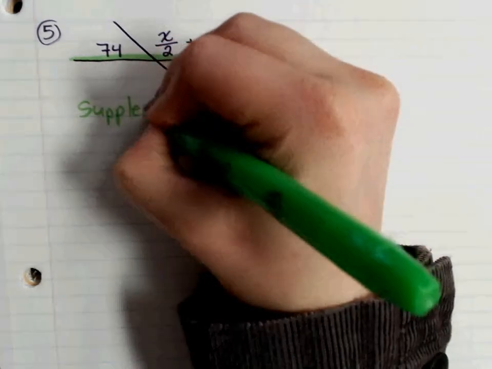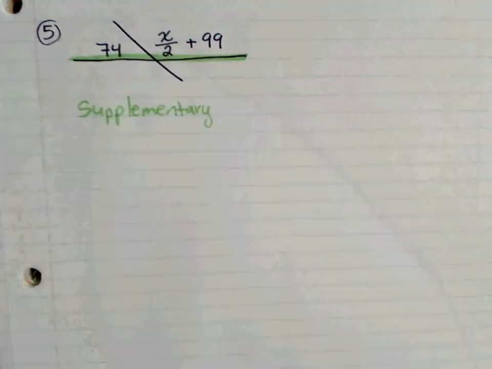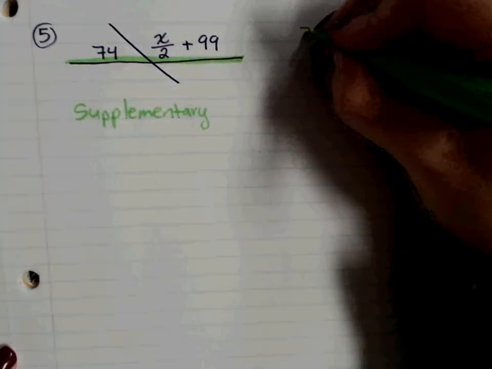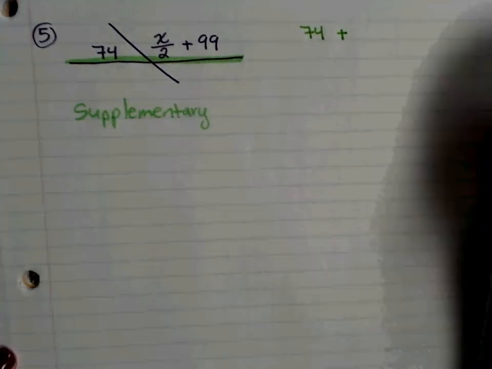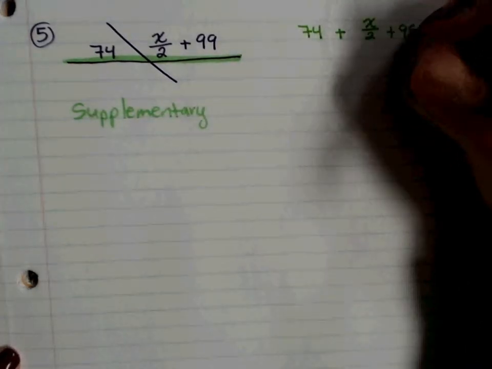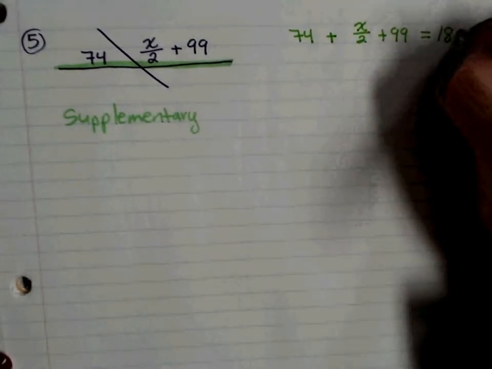And if it's a supplementary set, then we're taking both angles and we're adding them together and setting it equal to 180. So I'm taking 74 and I'm adding it with x over 2 plus 99. And then setting that equal to 180.